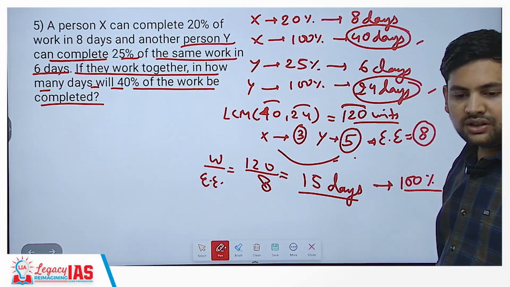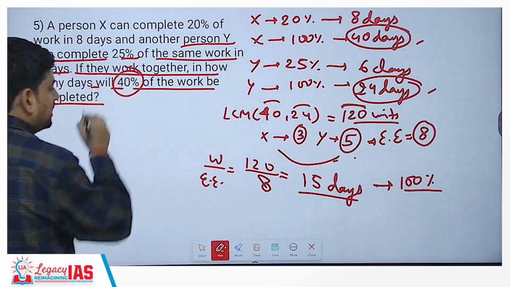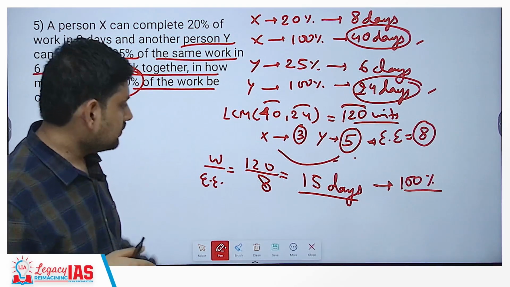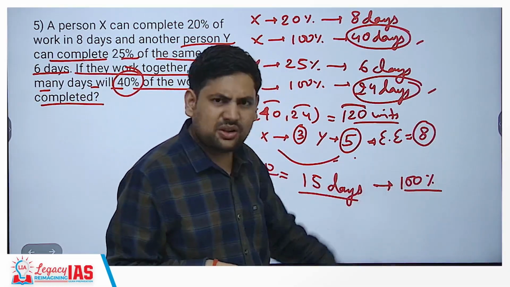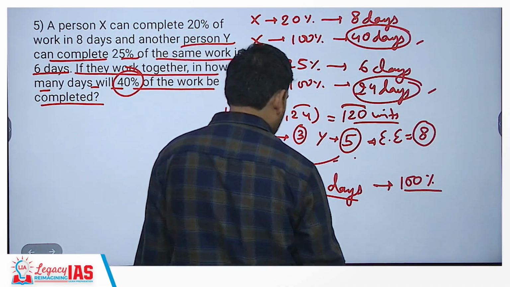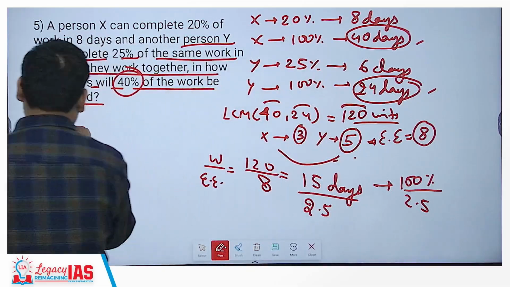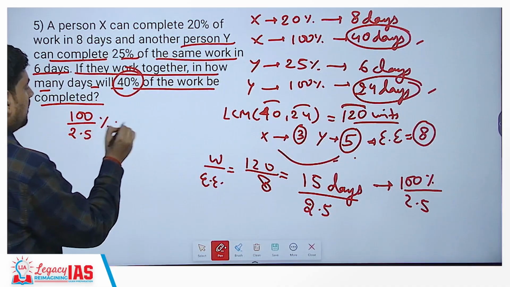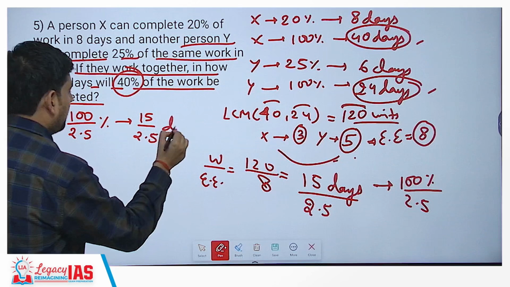But the question asks what? The question asks what time they will complete 40% of the work. So for that, what you should do? You should have 40% here. So divide both the sides by 2.5. Correct? We can do that. So you have 100 divided by 2.5%. This will be completed in 15 divided by 2.5 days.